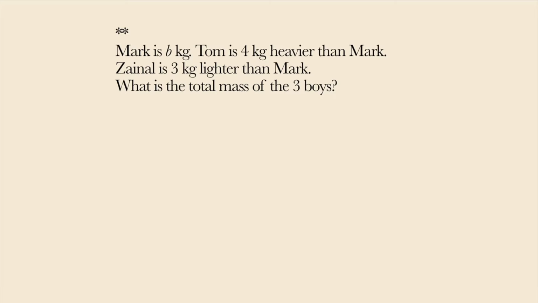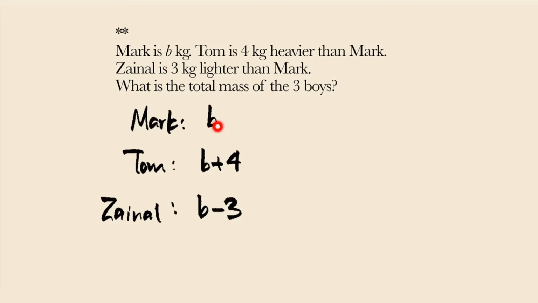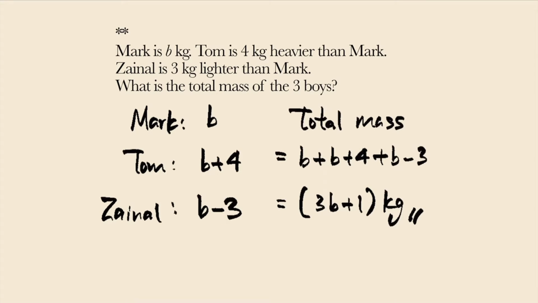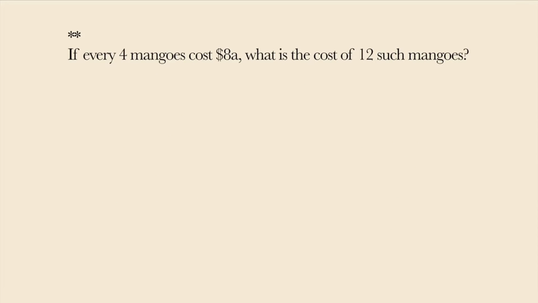Mark is B kilograms heavy. Tom is 4 kg heavier than Mark. So what we can do is to write B for Mark. Whatever Mark is, Tom is 4 kg more. And Zino is 3 kg lighter than Mark. So whatever Mark is, minus 3. And that will be Zino's mass. What is the mass of the three boys? So we're going to form an expression here. How many B's do we see? Three of them. So B plus 4, B minus 3. So that's 3 B's. Then 4 minus 3 gives us 1. Don't forget the units.